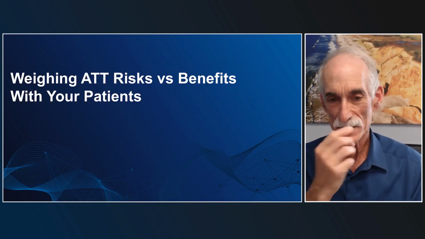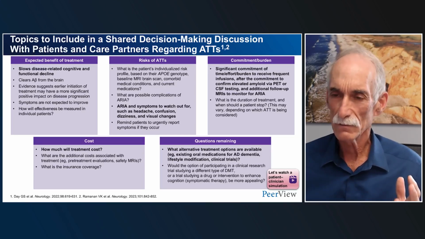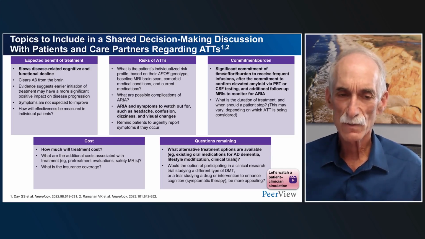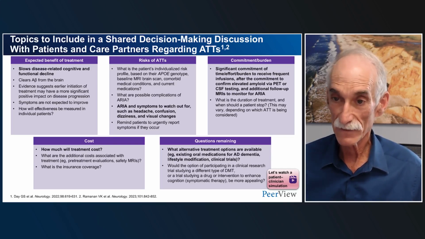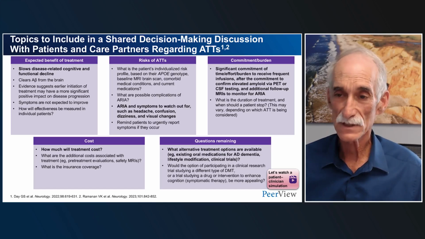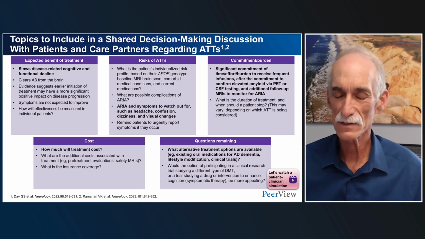Okay, weighing risks and benefits. So this is the cornerstone of good medical practice. We make the diagnosis. We talk about whether or not they're a candidate for an amyloid-lowering treatment. We go over the expected benefits. It can slow down the disease process. People can remain in a milder state of Alzheimer's longer with better quality of life. Those are things patients want.